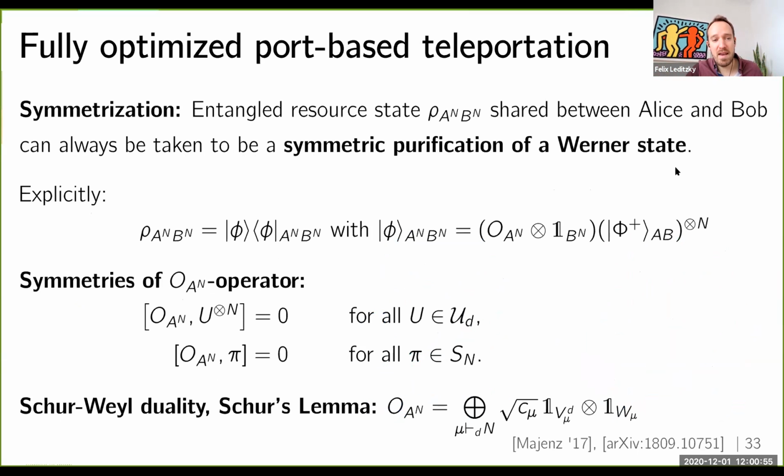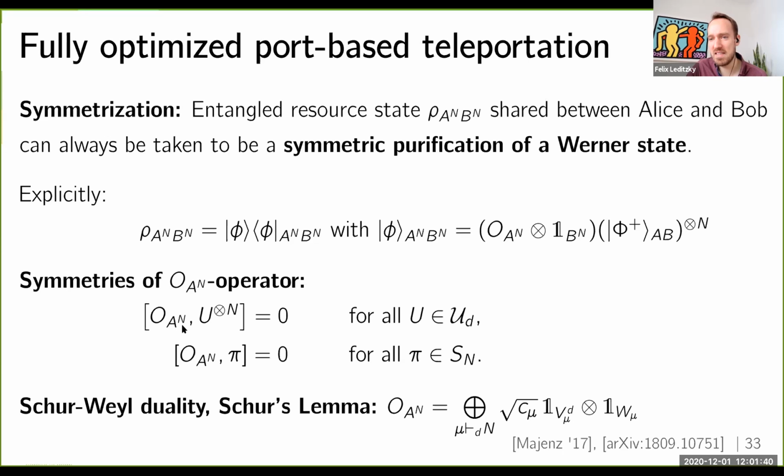Okay. And in more detail, what you get when you do the symmetrization is that you can turn this entangled resource state into, you can actually always assume that it's pure. That's a related result here. And then furthermore, enforcing these symmetries, you can assume that it's a symmetric purification of a Werner state. Okay, Werner states are just states that have the U tensor n symmetry. And so explicitly, what you can assume is that your port state rho A and B n is just some pure state where you again take n maximally entangled states, and now you have this operator O which acts on it.